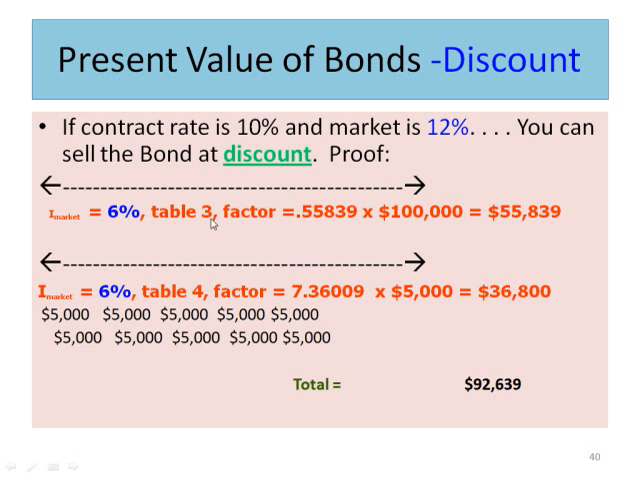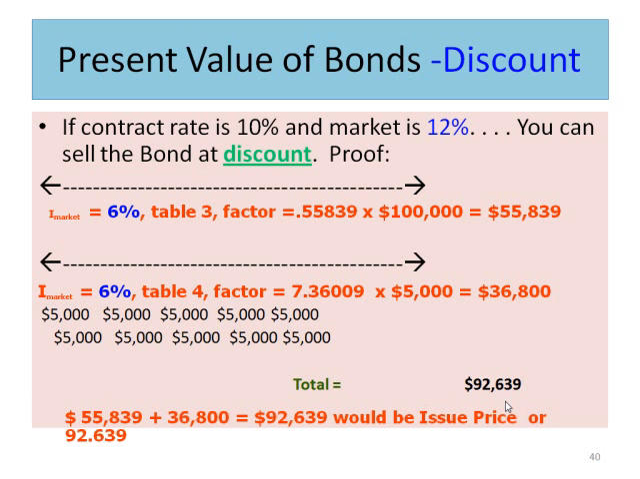We'll get 0.55839 on table 3. On table 4, we'll get a factor of 7.36009. Multiply that by our principal, and you get 55,839. Multiply the 7.36009 times 5,000, and you get 36,800. Add them together, you get 92,639. That will be our selling price for this bond. So we would say we're issuing 100,000 bonds at 92.639, and the percentage is implied. So we're going to collect less than the face value when we sell this bond, and this is how we calculated that rate.